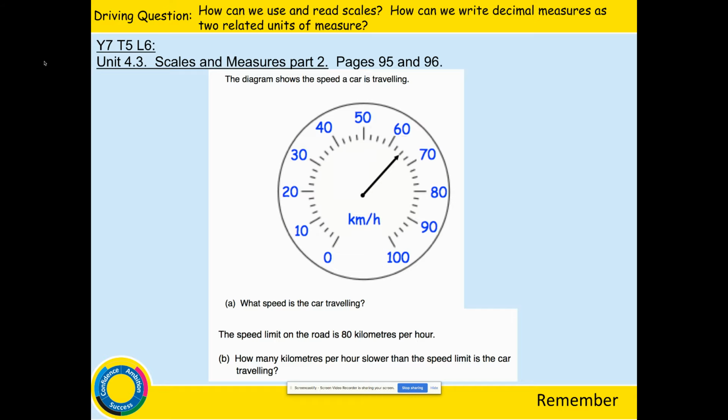Okay, term 5, lesson 6. It's the second part of scales and measures. Pages 95 and 96 in the textbook. You'll remember the task: you have a dial and 2 questions to answer. Press pause on the video and press play when you're ready to go.